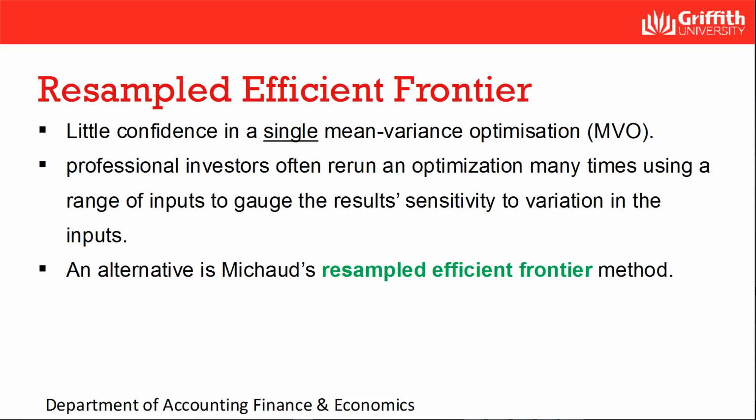So because we have little confidence in a single mean variance optimization, professional investors often rerun an optimization many times using a range of inputs to gauge the result's sensitivity to variation in the inputs. An alternative is Michaud's resampled efficient frontier method.